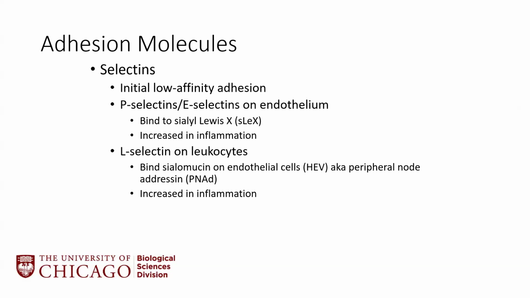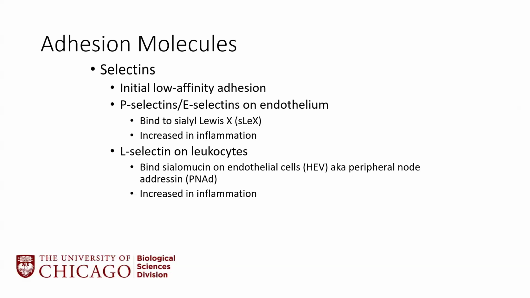The selectins can either be on the leukocyte themselves or the endothelium. It's P and E selectins on the endothelium. E selectin for endothelium. The L selectin is on leukocytes. L for leukocytes. They bind the sialomucin on the endothelial cells, the peripheral node addressin. Both of these get increased in inflammation, and that's what you want.